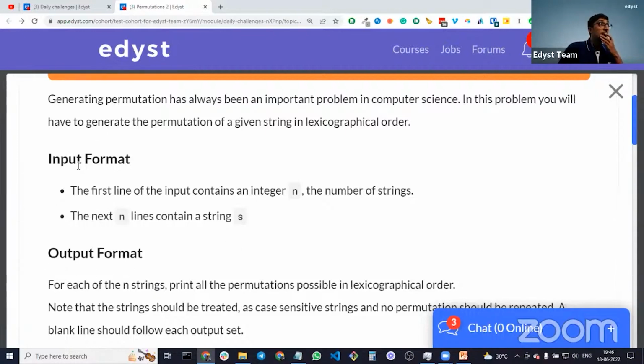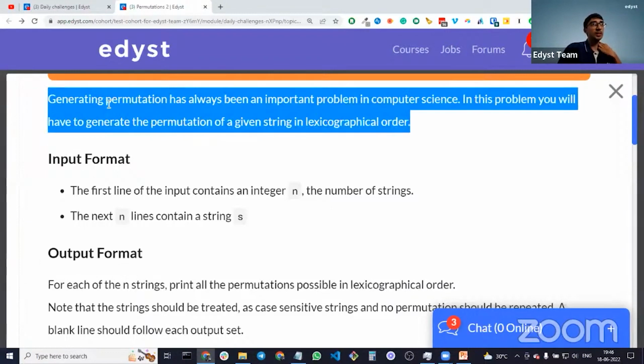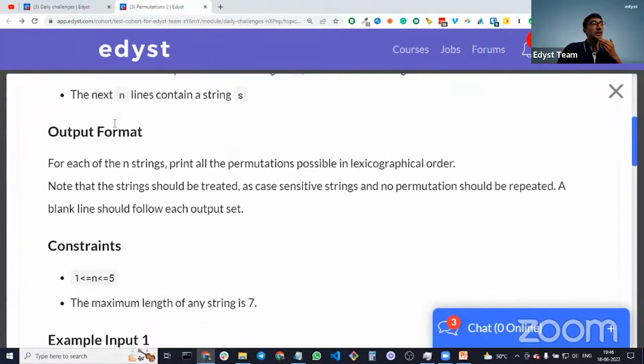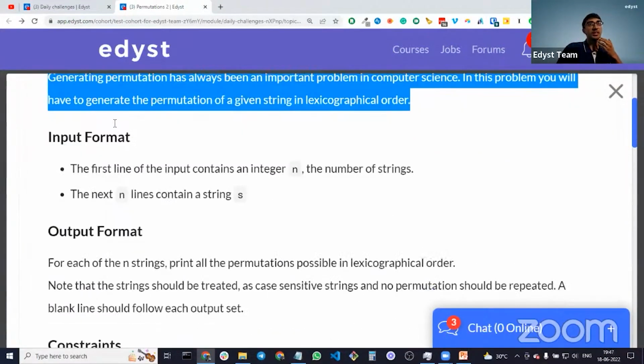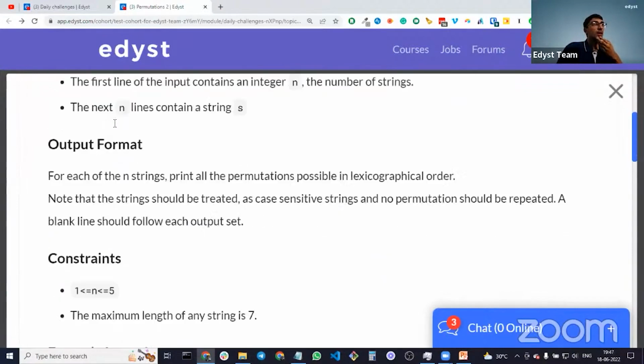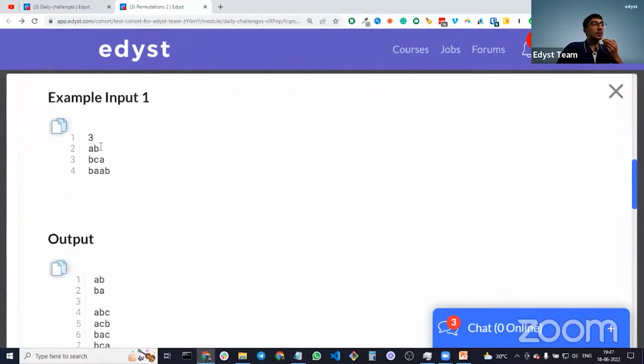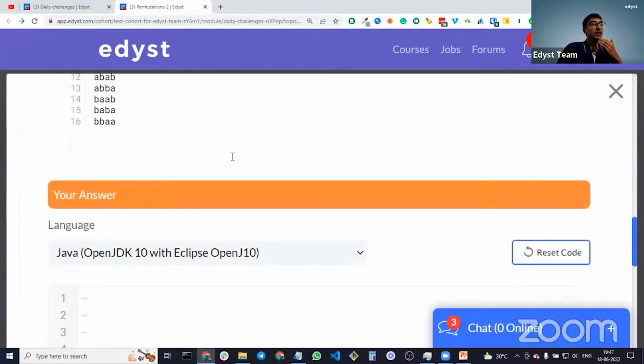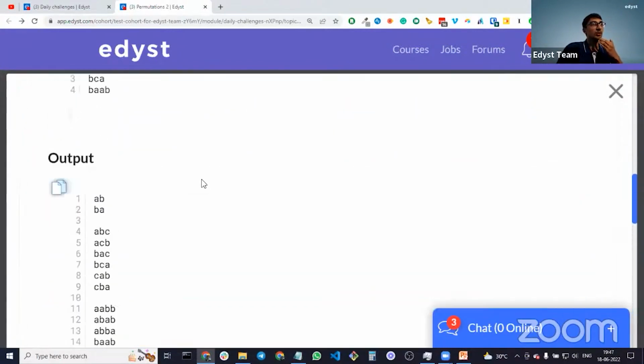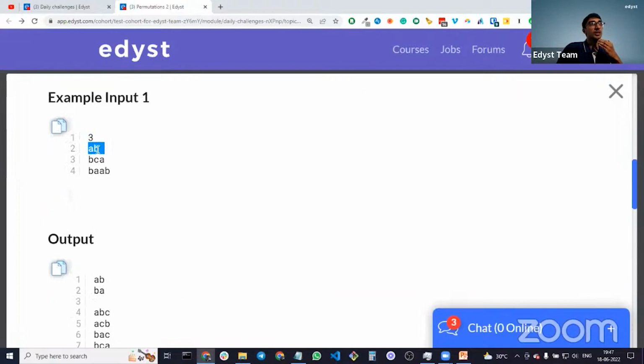All right. Generating permutations has always been an important problem in computer science. In this problem, you will have to generate the permutations of a given string in lexicographical order. Interesting. What is lexicographical order? It's just alphabetical order. So given a particular string, you have to take input and generate all of the permutations of that string.